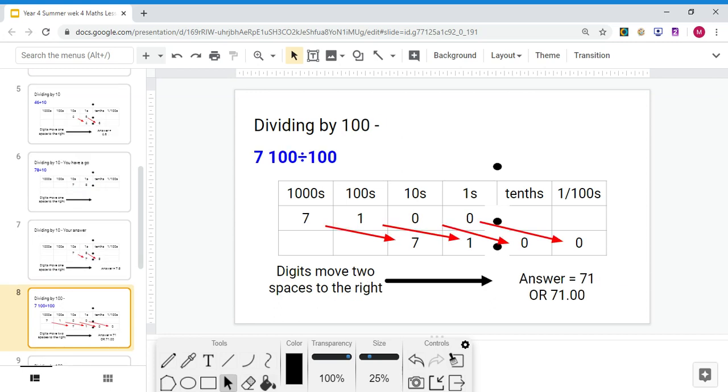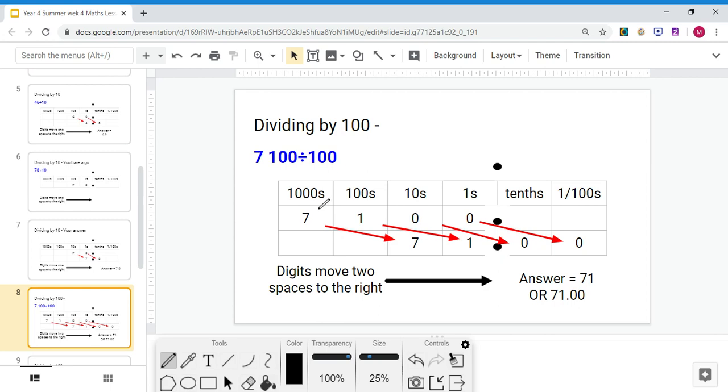Now, we're going to look at dividing by 100 as well. Before I go ahead, you can obviously rewind the video to go over the steps for dividing by 10 if you need to do that. But we're moving on now to dividing by 100. So we have 7,100 divided by 100.